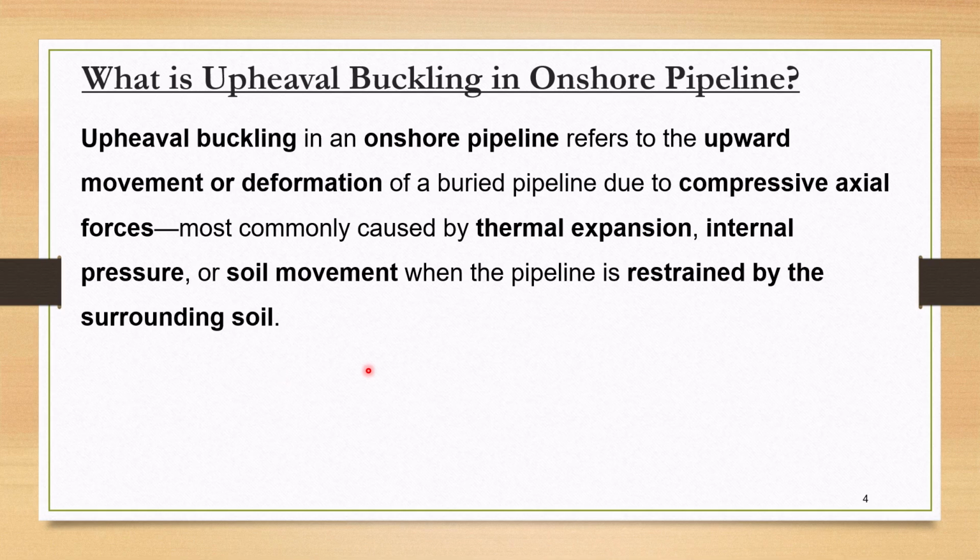So if a straight pipeline is there, it may snap in the upward direction, overcoming the resistance that the soil cover provides. In that situation, the pipeline is said to be buckled in the vertical direction, or upheaval buckling has happened.